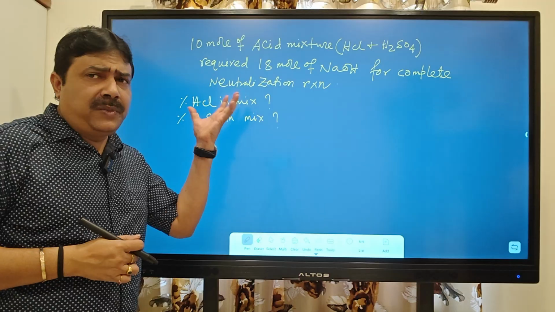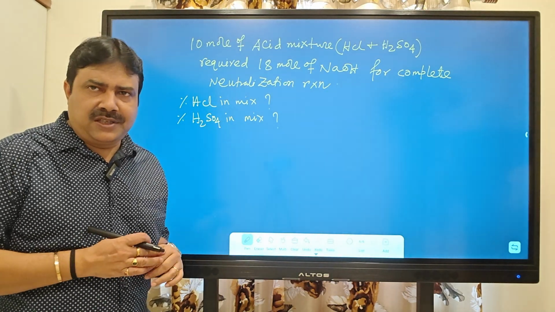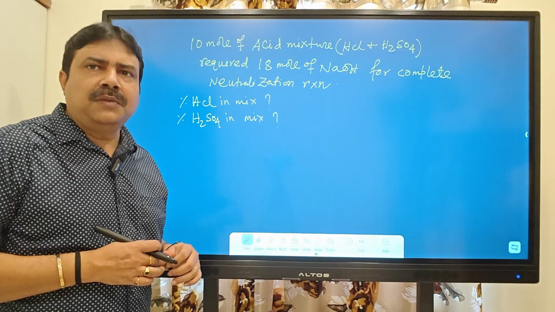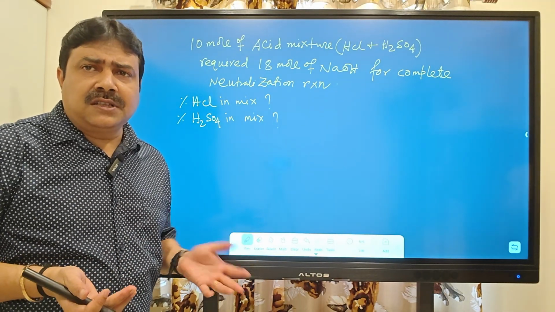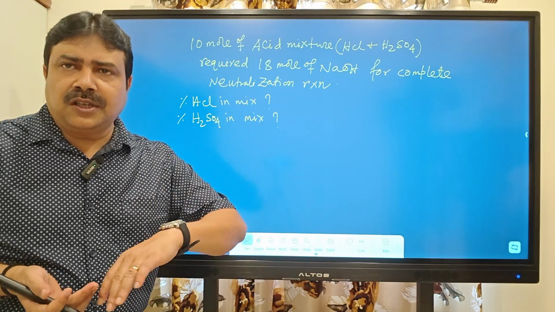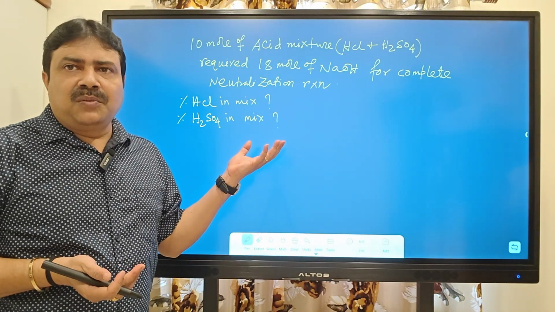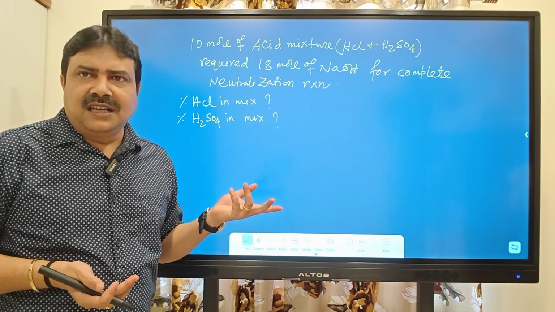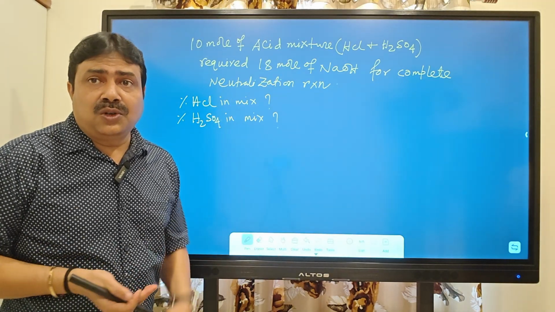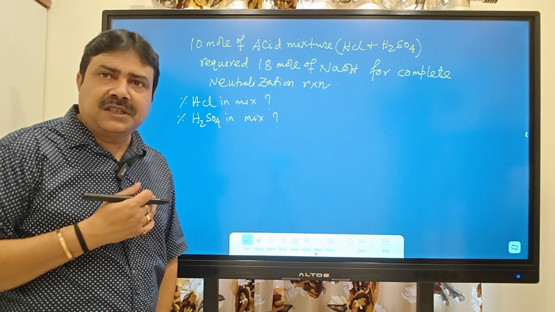In the 10 mole of acid mixture, out of that I don't know how much HCl and how much H2SO4. That's why this problem is generated. If I came to know out of 10 mole of acid mixture how many moles of HCl and how many moles of H2SO4, the problem would not be generated, because easily I would do the moles of HCl with respect to 10 into 100, and I will get the percentage. But I don't know exactly out of 10 mole how much HCl and how much H2SO4. That's why this problem is created.